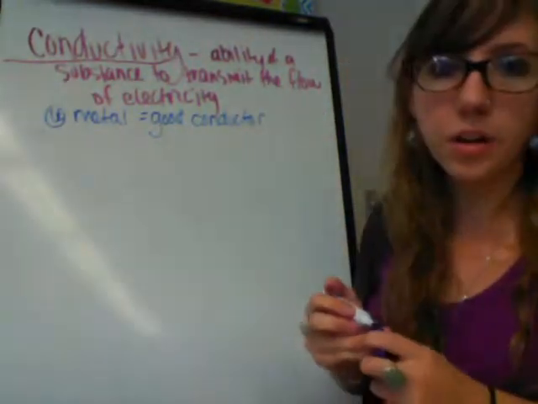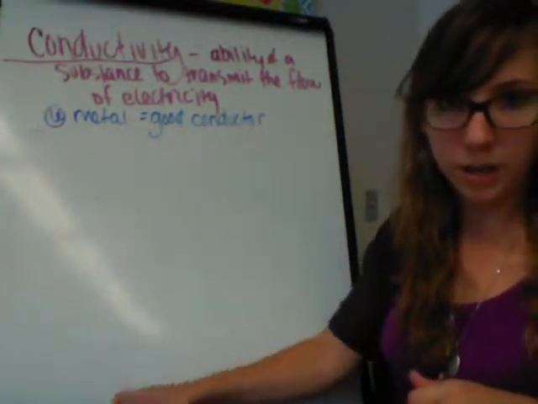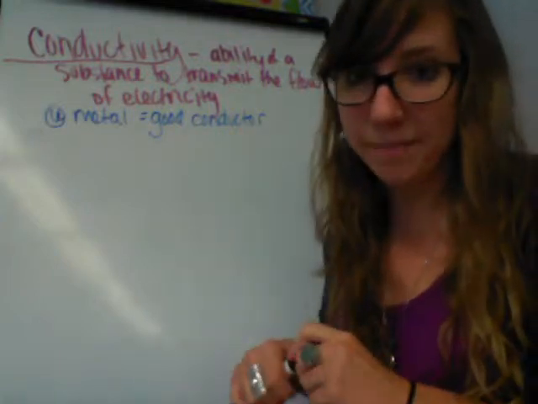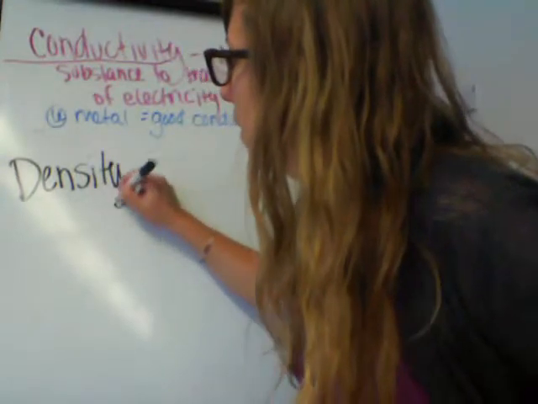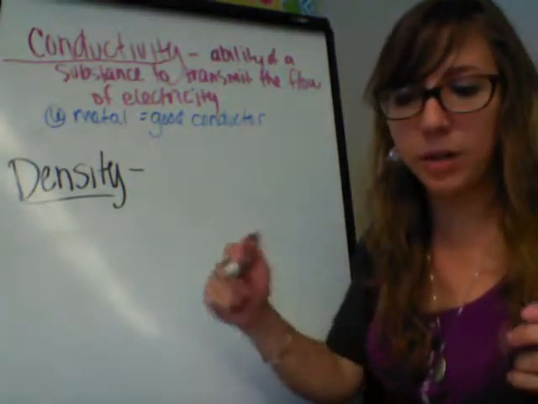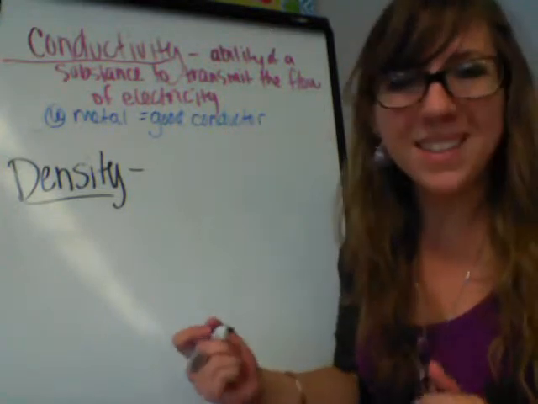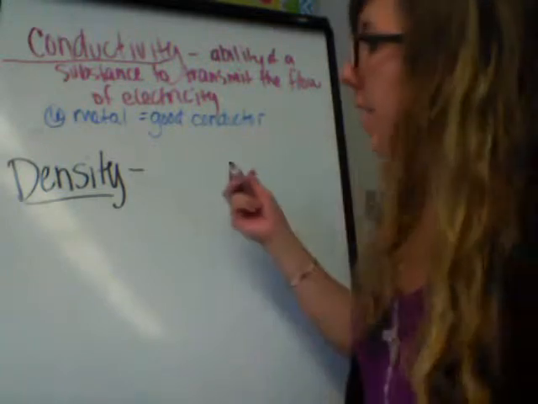All right, so metals are good conductors. The second thing that we're going to talk about now is density. Density is the mass per unit volume, basically how tightly packed the molecules of a substance are.